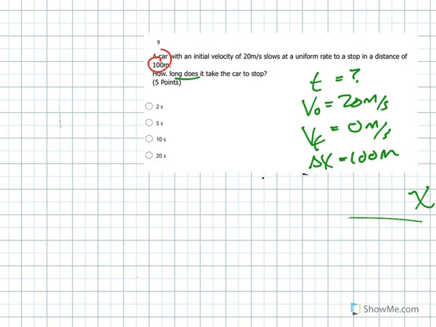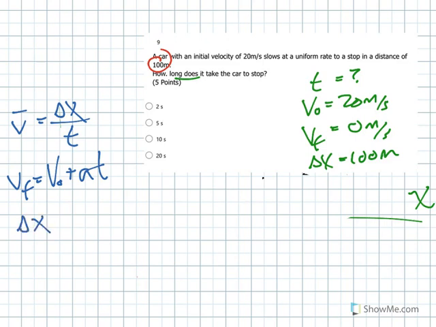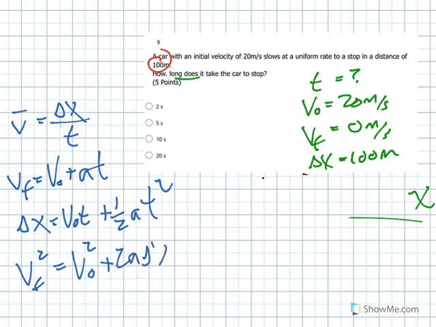So we've got, let's see, V average is delta x over t. We also have V final is V naught plus a t. And we have delta x is V naught t plus a half a t squared. And then there's always good old V final squared is V naught squared plus 2 a x.